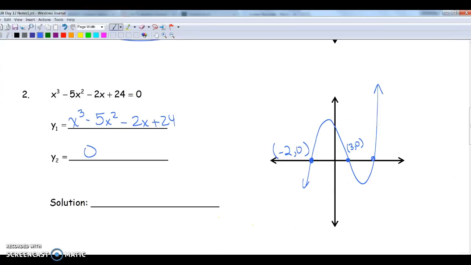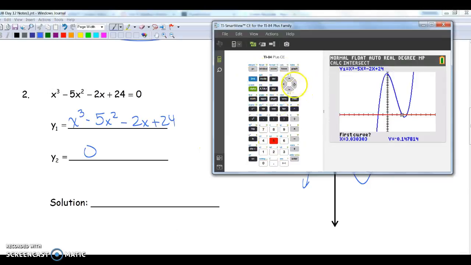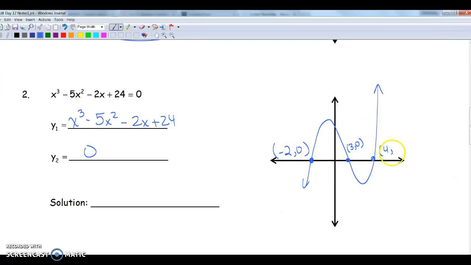3, 0. And then the last point, second trace number 5. And we're going to move it over here to the farthest right. Hit enter 3 times. And this one you're going to get 4, 0. Okay, and again, if any of those were off by a smidge, you should be fine. We get negative 2, 3, and 4. Those are the only numbers we're interested in. Notice there's no y's in the original equation, so we're not interested in the y's. We're only interested in the x's. Alright, so that's that. Let's go to the next page.